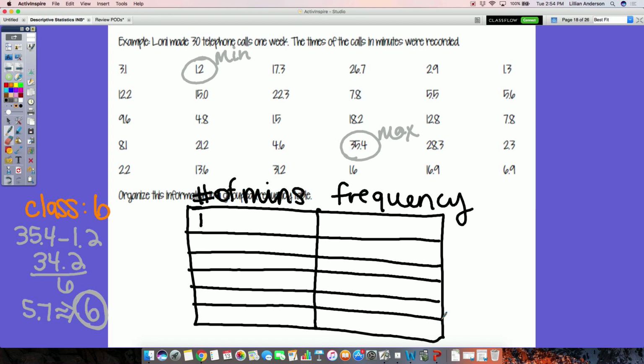What's going to be the lower limit of my second class? It's going to be 7. Because you add the class width, which was 6. What's going to be the next one? 13. The next one? 19. The next one? 25. The next one? 31. Okay.